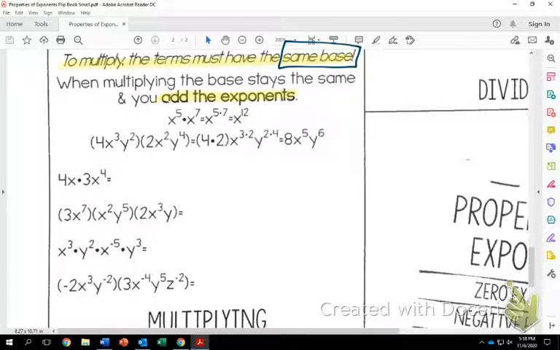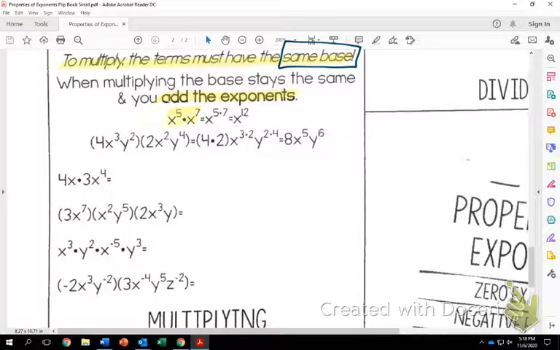And if you look at the example beneath, you can see we have the same base, which is x. X is our base, okay? It's the bottom of our little picture, if you will. So it's the base of my exponent. I am going to add my exponent.